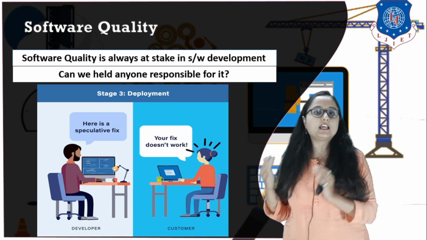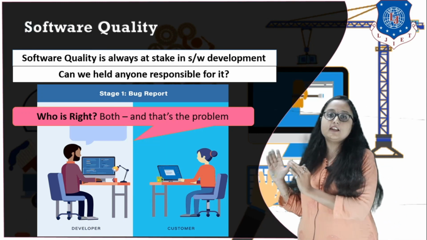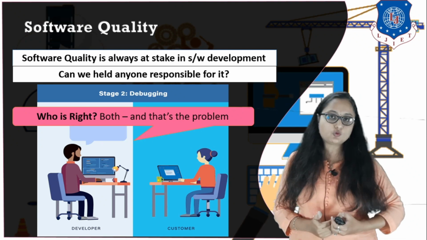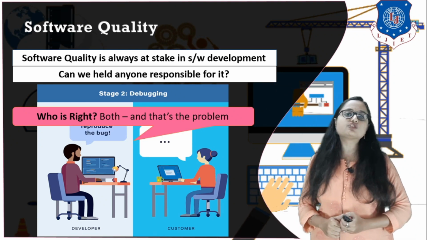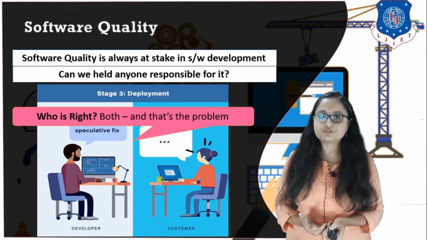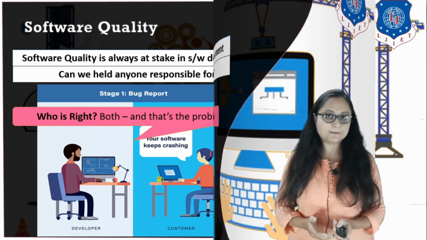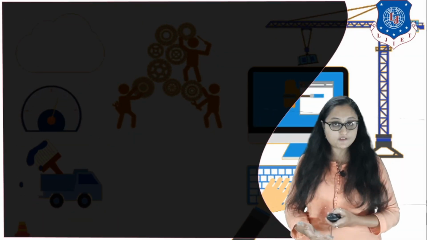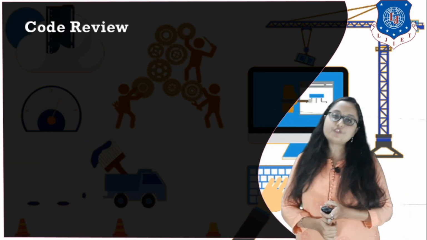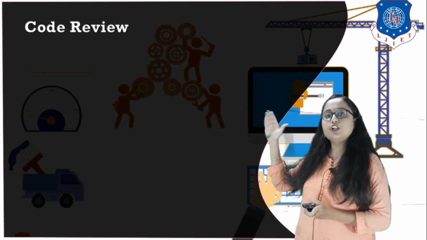Now who is right and who is wrong? What do you think? Yes, exactly, both are correct in their own places. The customer is correct in saying that the developer is not maintaining the quality standards, and the developer is also correct in saying that the customer is not giving enough information for producing software. So both of them are correct. As a result, our software quality is always at stake. Now, what measures can we take to maintain software quality? One of the things we can do in a software organization is periodic code review.